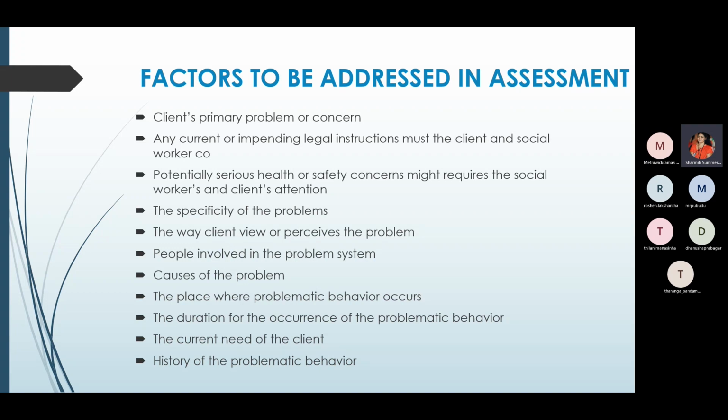And if there is any current or pending legal instructions, the client and social worker must consider it. So whether there are any legal problems available. Potentially serious health or safety concerns must require the social worker's and client's attention. So whether there is any potentially serious health or safety concern. And what is the specificity? Not all problems are the same, so each one has one or two specific conditions. So what is the specificity of a particular patient's problem?